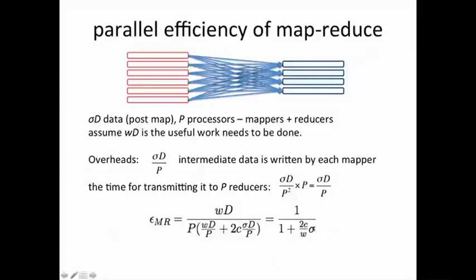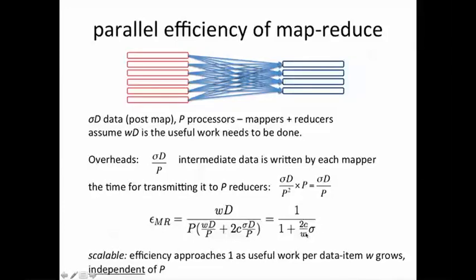dependent on W and sigma in an important way though. It's nice that it's independent of p because it indicates that the MapReduce process is scalable. You can get large efficiencies even with large numbers of processors. There is no dependency of the efficiency on the processors. However, it is dependent on sigma and W. In particular, as long as the amount of useful work that you do per data item grows, the efficiency ends up going close to 1, which is nice.